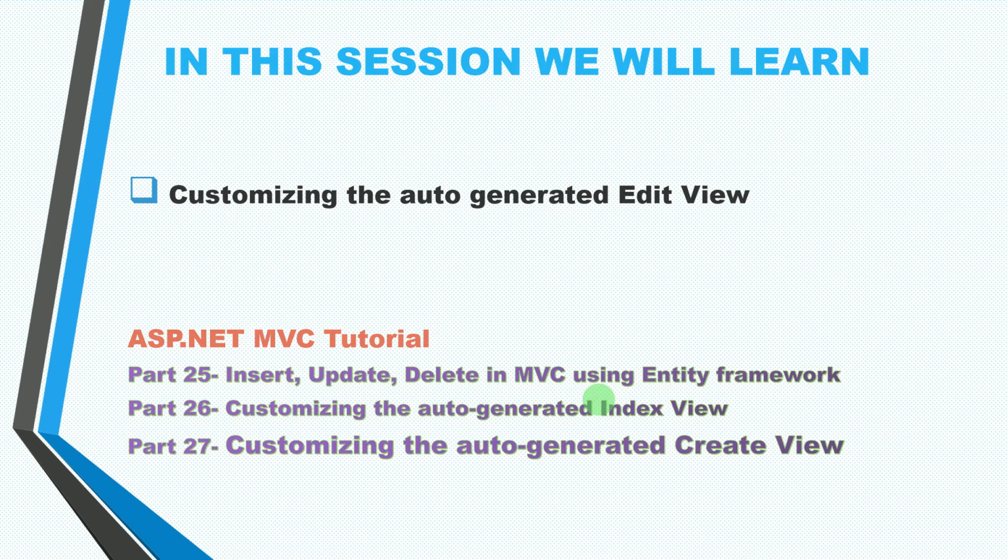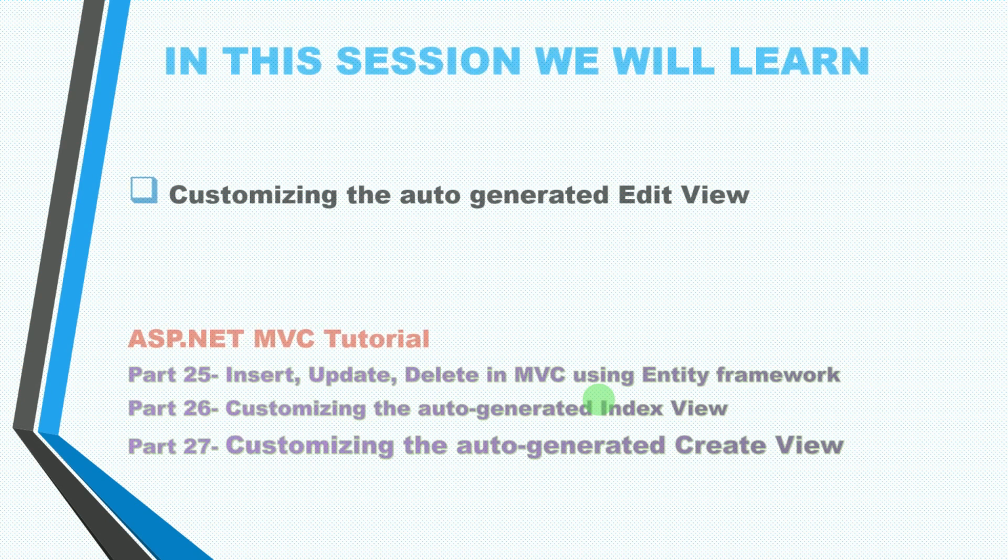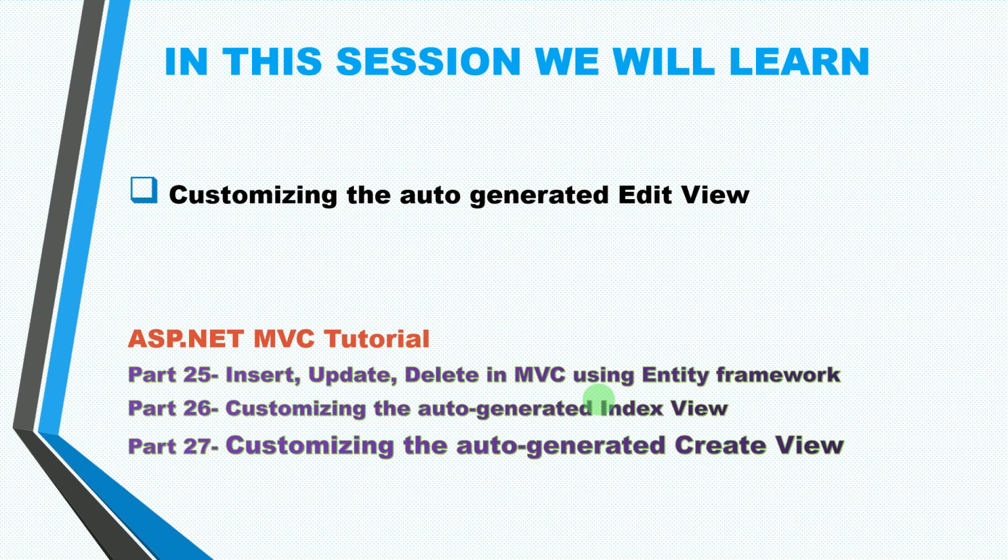Before watching this video, please watch my parts 25, 26 and 27. In part 27, I explained how to customize the auto-generated create view. In that I explained how to customize the drop down list and the name property so that it is not displayed in a text box, so one cannot change it like that.